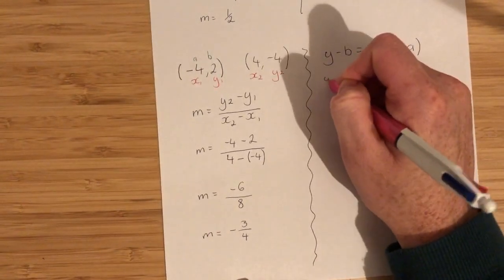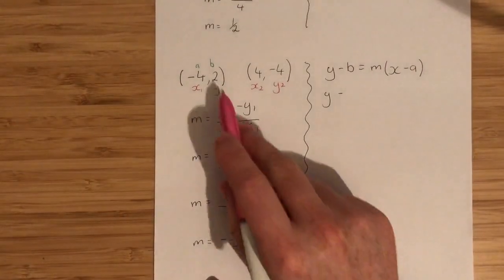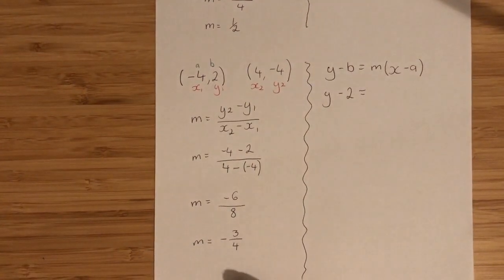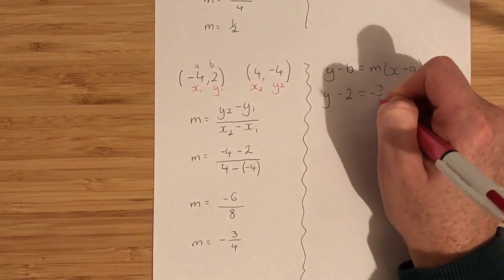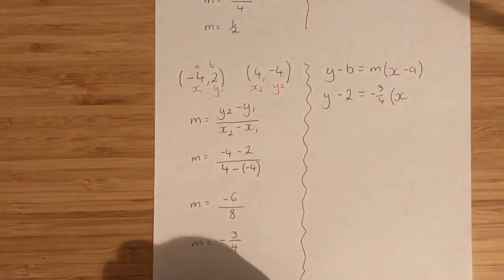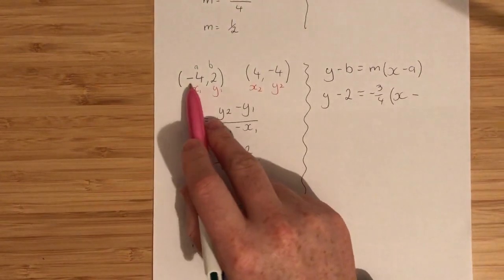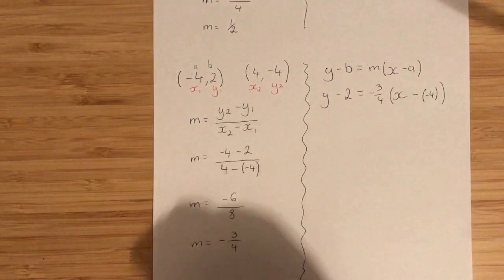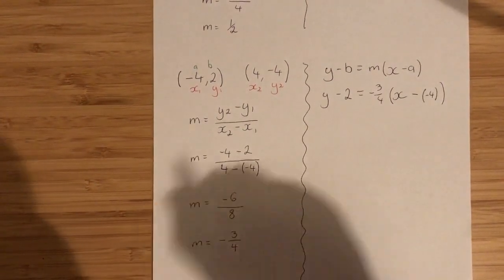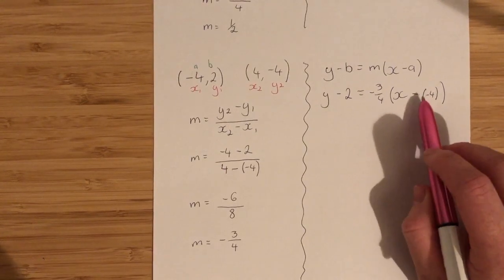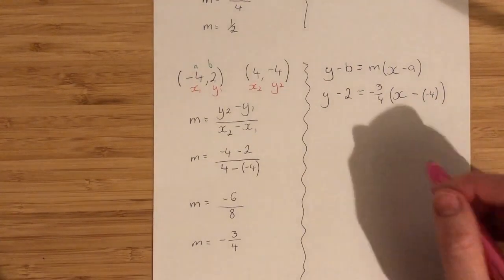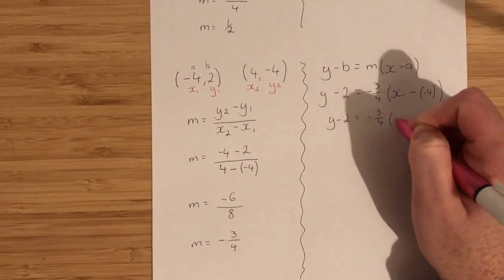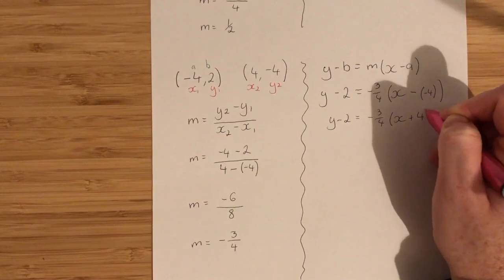So y just stays the same. Y minus b, which is 2. So y minus 2 equals m, which is negative 3 over 4, x minus, and a is negative 4, so just be careful that you keep that in brackets. Negative 4, close the brackets. Okay, so just before we multiply out this bracket, I'm actually going to change this minus the negative 4 into the positive number. So y minus 2 equals negative 3 over 4 (x plus 4).